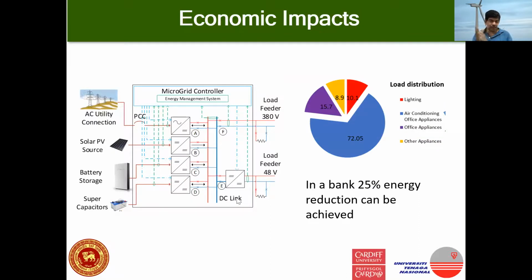This is a simple example. I'm going to highlight the economic impacts. This is a research impact that Dr. Bindu Hewa, Professor Lilant and myself did. This is a typical load distribution in a bank. You can see that 72% of the load is air conditioning and office appliances. Then there are other office appliances. No, sorry, this is air conditioning. There is probably a mistake. And this is office appliances. These are the other appliances, and these are the lights.